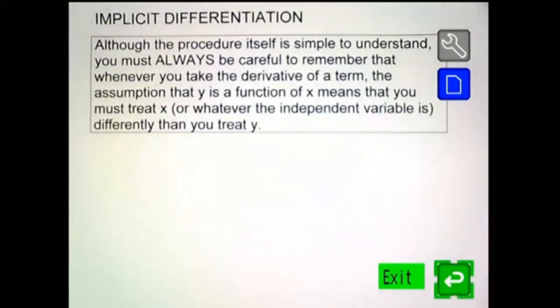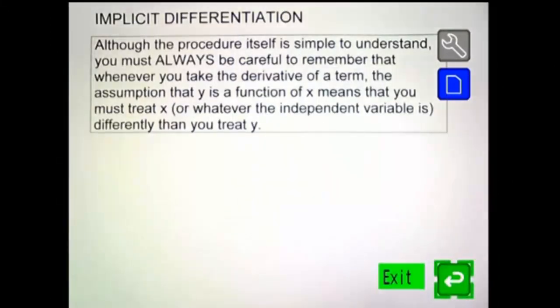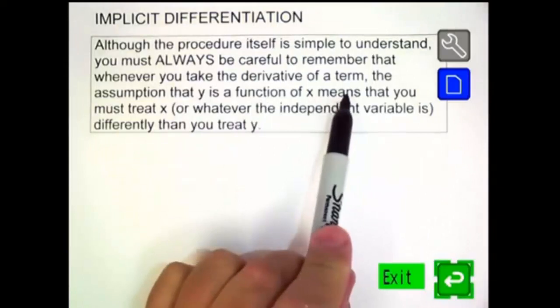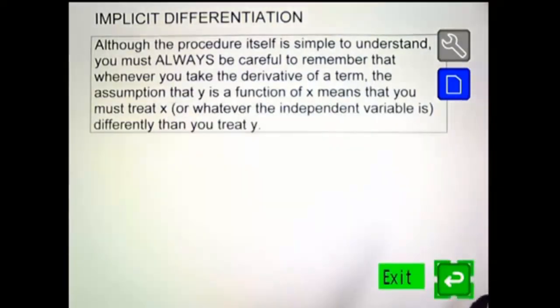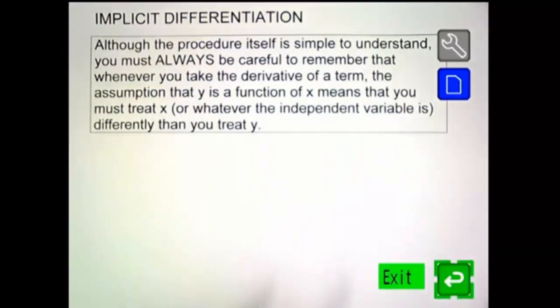I do want to say this. Although the procedure itself is really simple to understand, and those three steps are really not that difficult to understand, you've always got to be careful. You've got to remember that whenever you take the derivative of a term, the assumption that y is a function of x means you have to treat the x, or whatever the independent variable is, differently than you treat y, because y is really a function of x. It's not an independent variable.